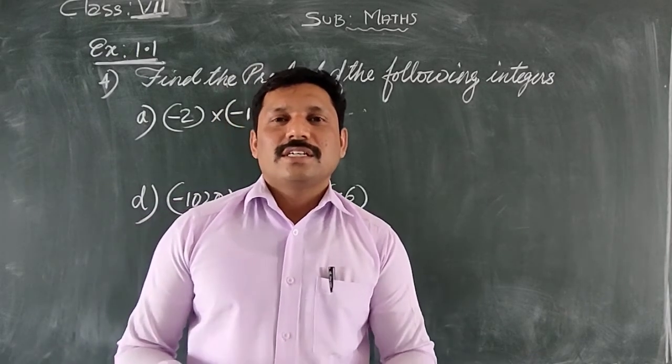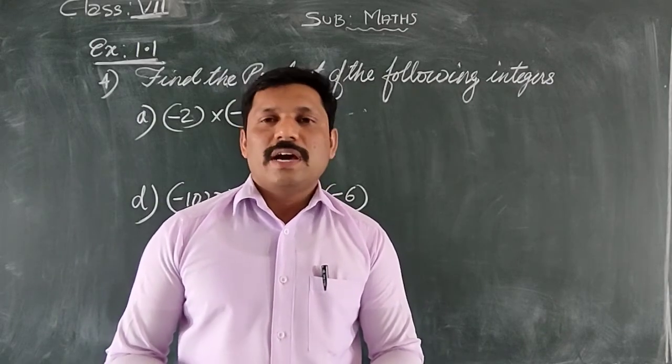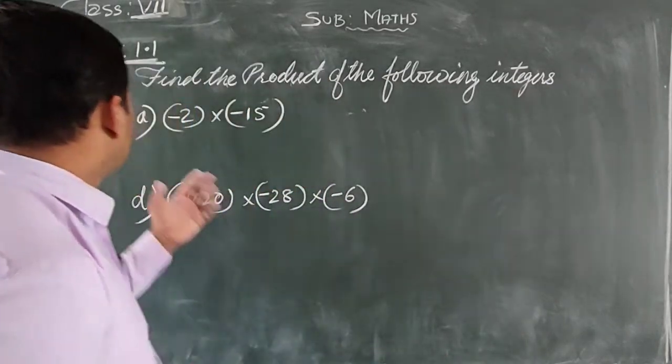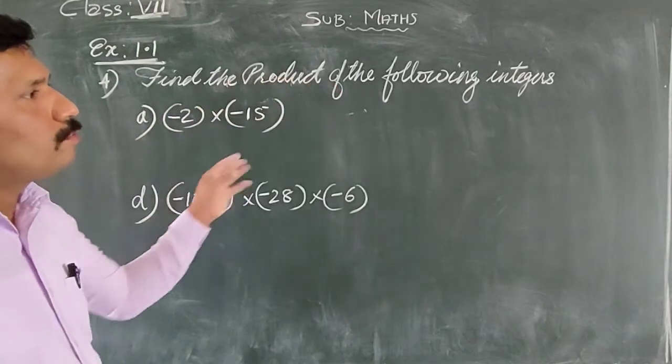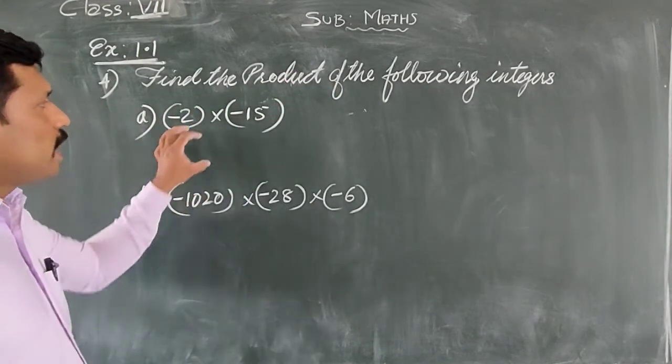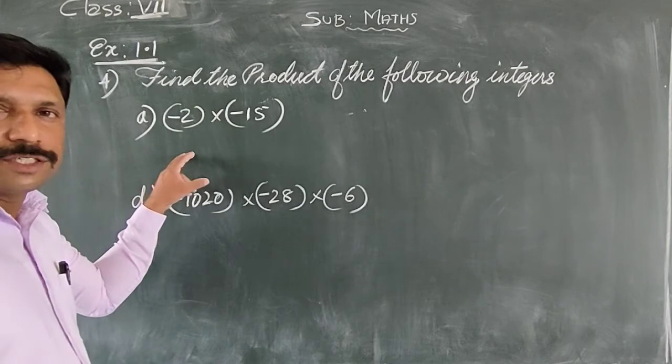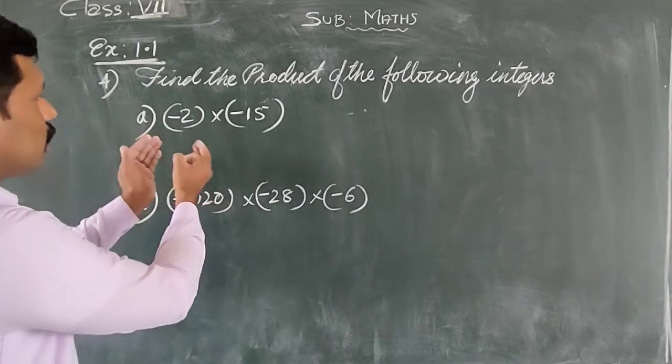So, dear students, today we continue. Today we are going to solve our fourth question. The fourth question is: find the product of the following integers. Find the product means multiplication of the integers. Here we go to the first question.